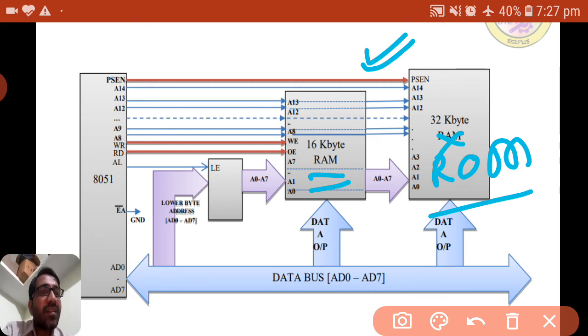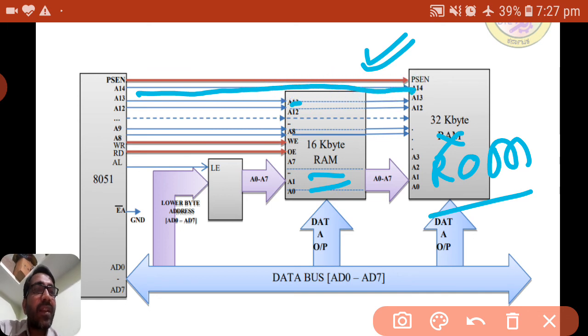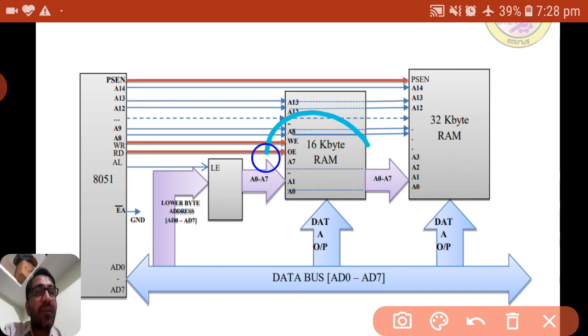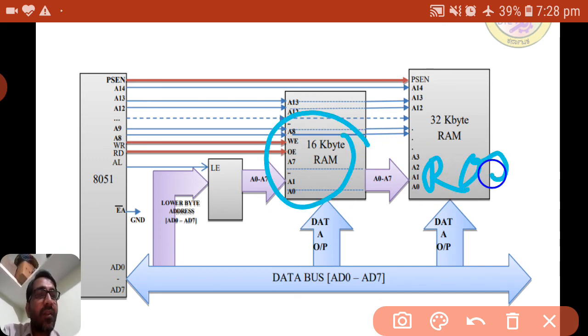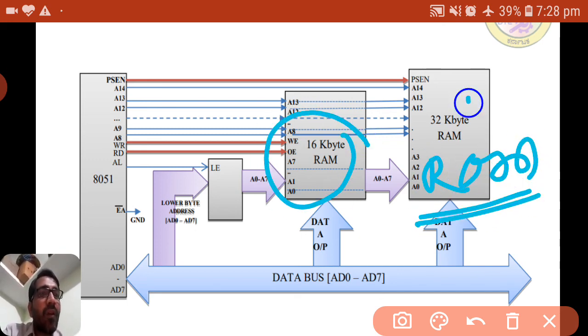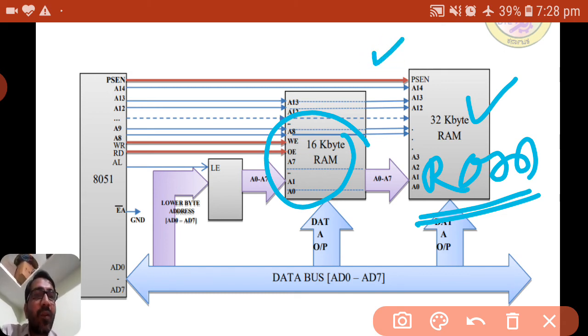How many address lines are required? A total of 15 address lines are required for 32k. For 64k it is 16, but for 32k it is 15. So 14 are already here, and A14 is connected here. This is how the interfacing of 32k ROM is done, where PSEN is used as the control signal. For RAM, read and write are given here.